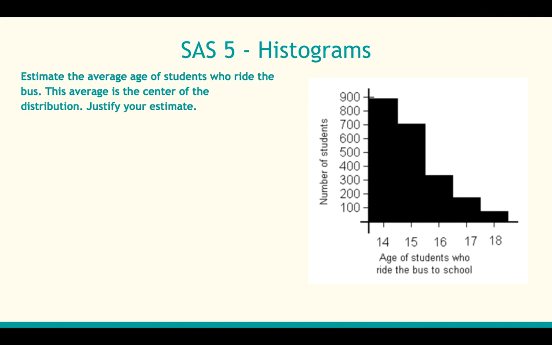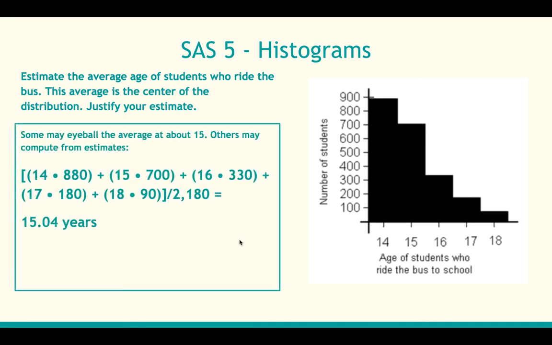So let's estimate the average age of students who ride the bus. This average is the center of the distribution. We're going to justify our estimate. What we have to do here is look at how many we have in the 14-year column, how many in the 15, how many in the 16, how many in the 17, how many in the 18. We're going to sum the total number of values, and multiply the number of 14-year-olds by 14, the number of 15-year-olds by 15, the number of 16-year-olds by 16, and so on. And then we're going to divide by the total sum of all those values.